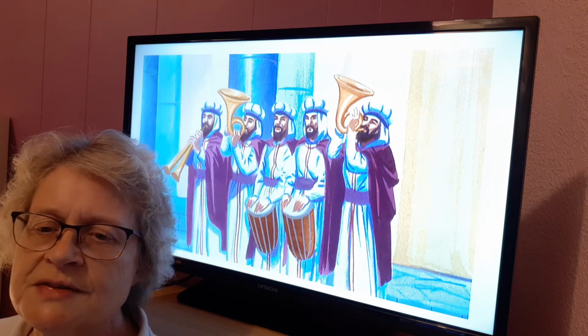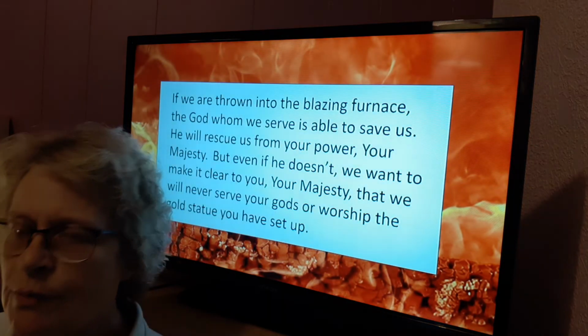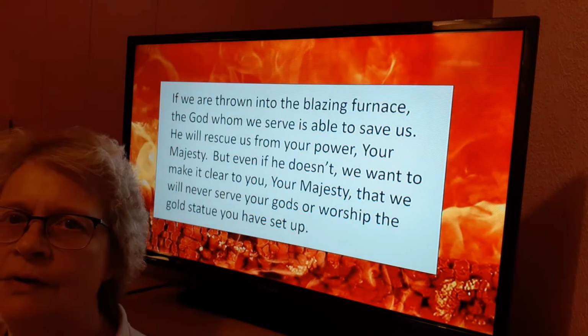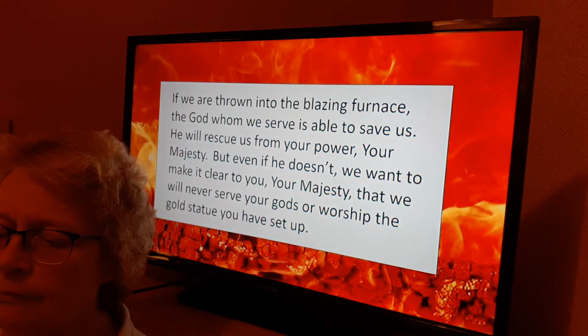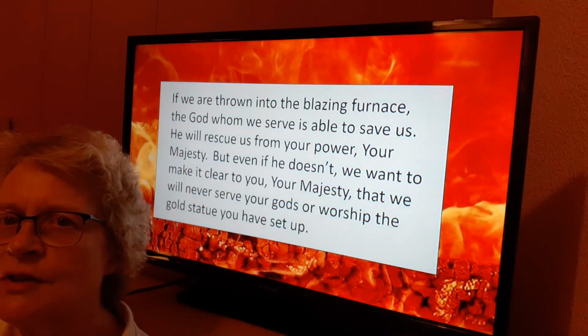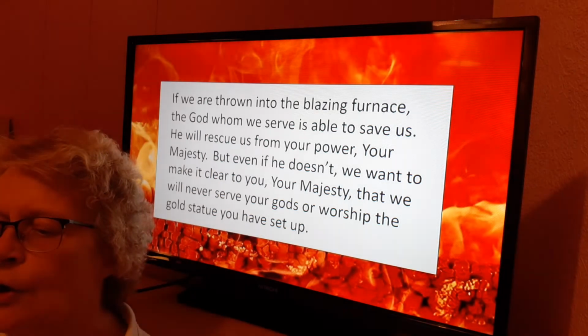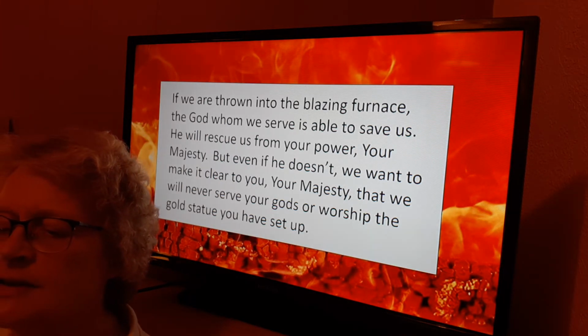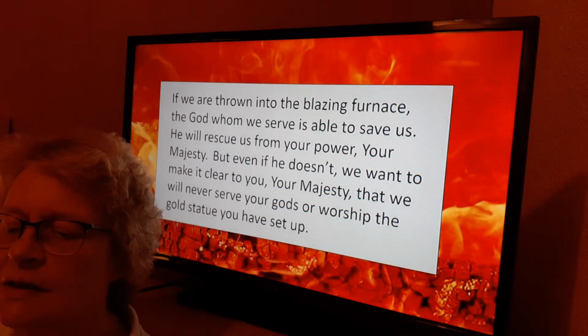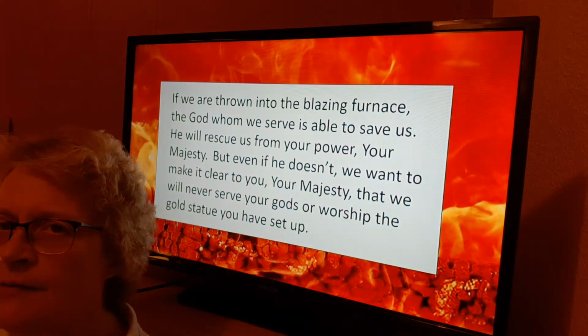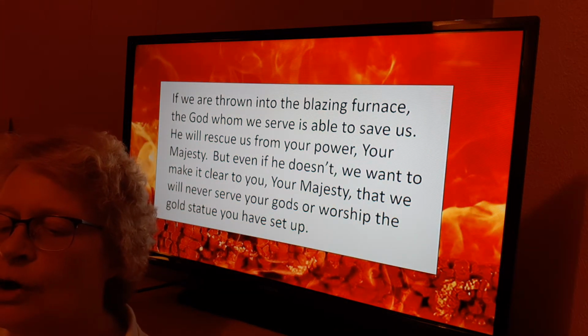And this is what they said. And here we have the words from the Bible. And the young men said to the king, "If we are thrown into the blazing furnace, the God whom we serve is able to save us. He will rescue us from your power, your majesty. But even if he doesn't, we want to make it clear to you, your majesty, that we will never serve your gods or worship the gold statue you have set up."